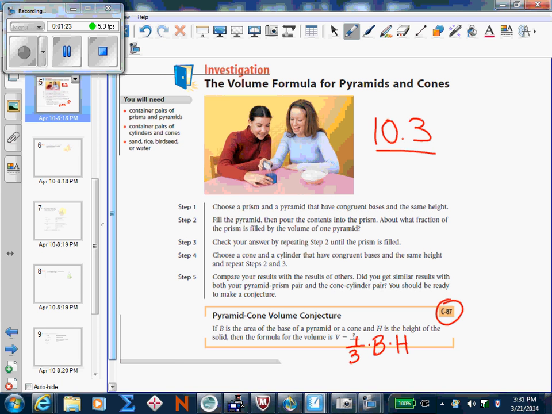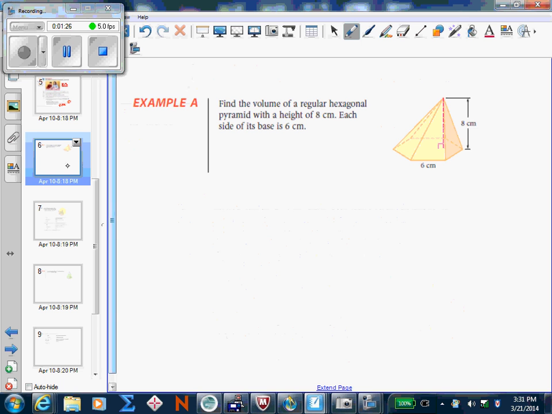Okay, so we're going to do a couple of examples. The first one is going to be harder than what we've done in the past in finding the area of our big B. So this one is a regular hexagonal pyramid. So we have a regular hexagon as our base. As you know, regular means all the sides are equal. The formula for the area of a regular hexagon is 1/2 times the apothem times the perimeter.